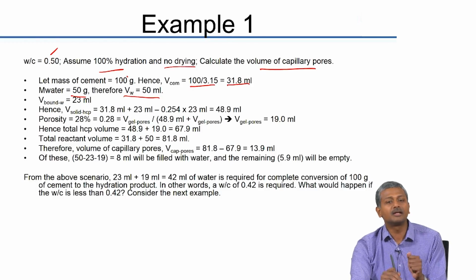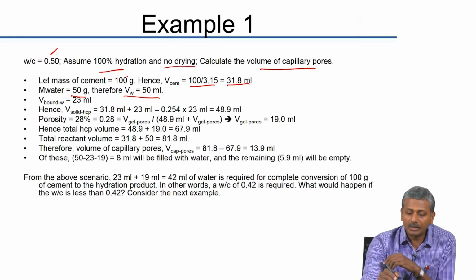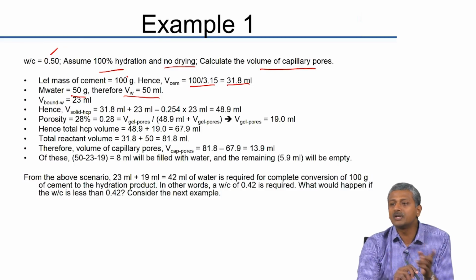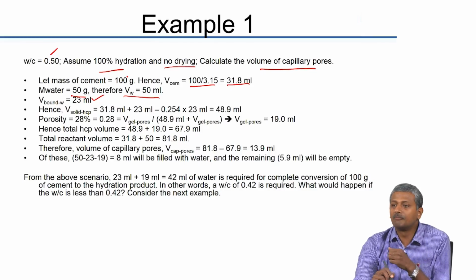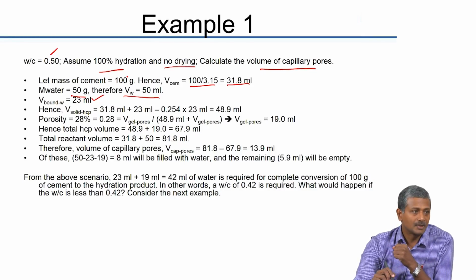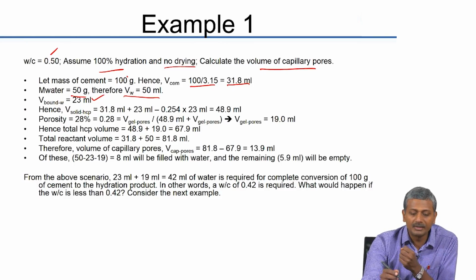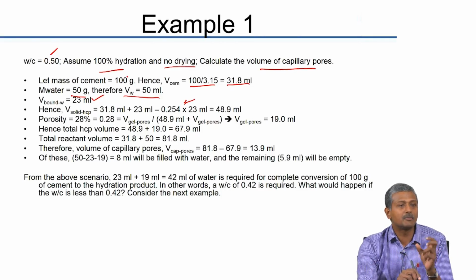Now we say that 100% hydration has happened. That means every part of cement is reacted. So 100 grams of cement is reacted. So we have 23 grams of bound water or 23 milliliters of bound water volume is present. What do we do next? We calculate what the volume decrease is because of this reaction, right? That volume decrease should compensate or should be taken into the calculation of the solid hydrated cement paste.